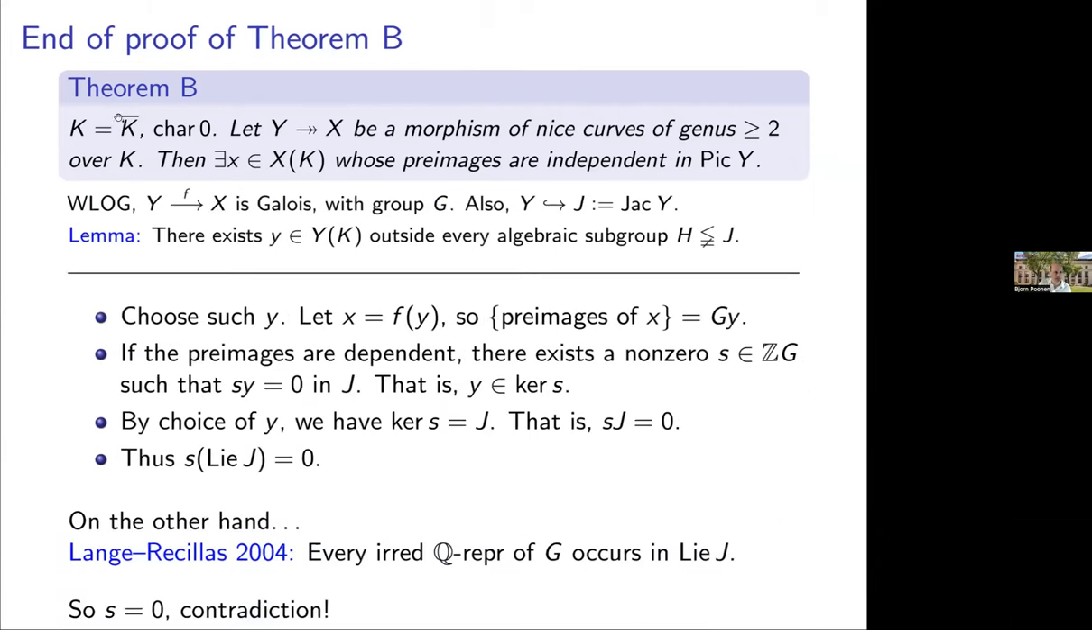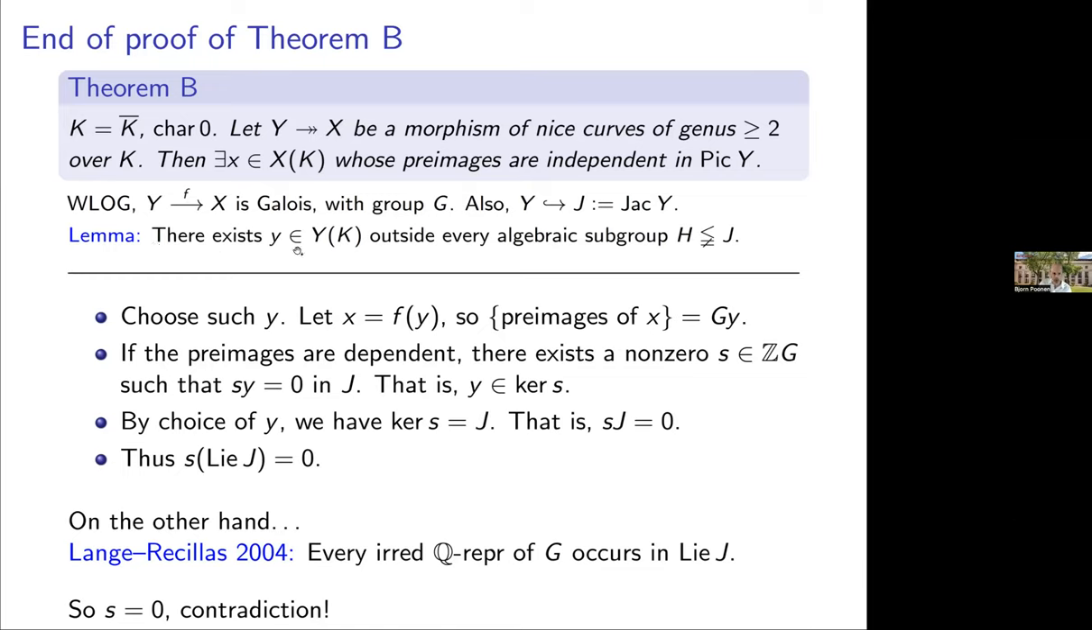So let me just summarize where we are again. We have a morphism of curves over something like Q bar, and we're trying to find a point here whose pre-images are independent in the Picard group of Y. We already reduced to the case where the cover is Galois, and let me give a name to the morphism, let's call it F. And we're also assuming that Y embeds into its Jacobian. We have this G-equivariant embedding.